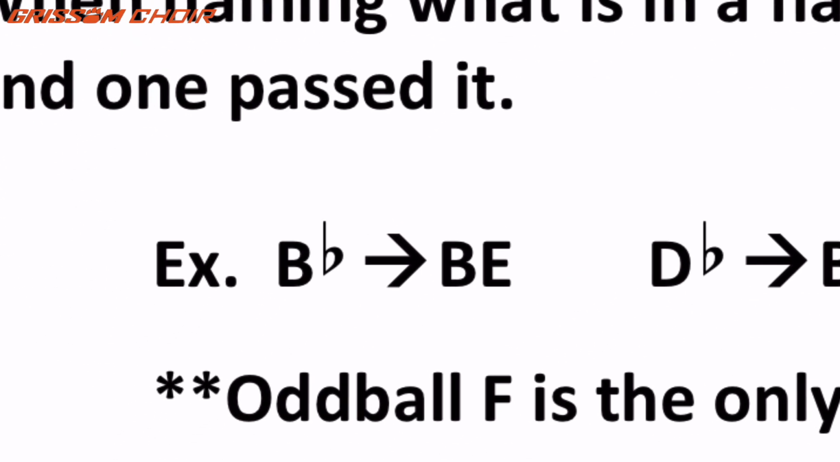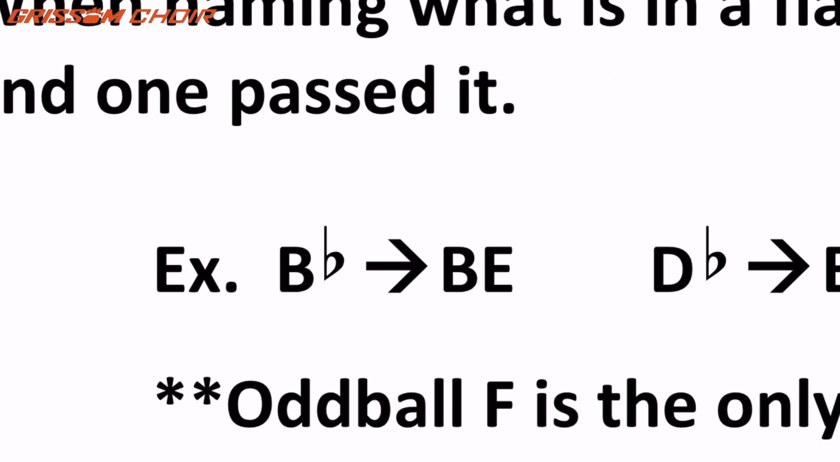Let's look at this first example. It will tell you we are in the key of B flat major. It's asking for the flats that are in the key of B flat major. So you list the order of the flats. Remember the order of the flats. We have B flat, E flat, A flat, D flat, G flat, C flat, and F flat.